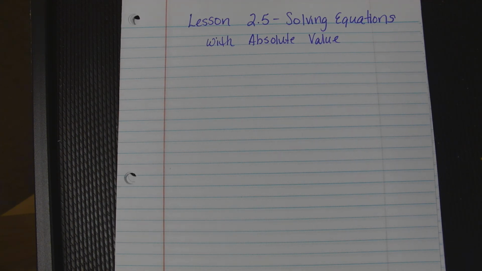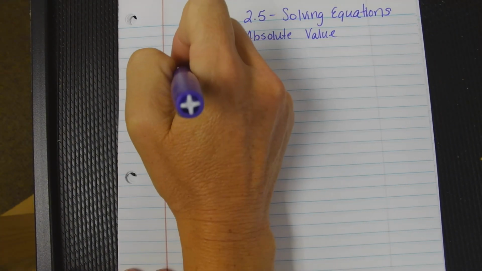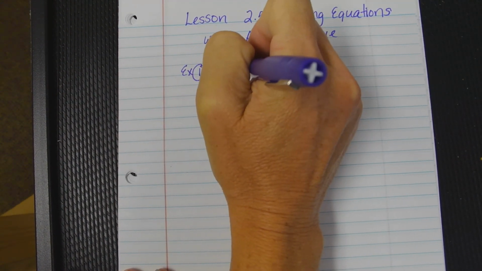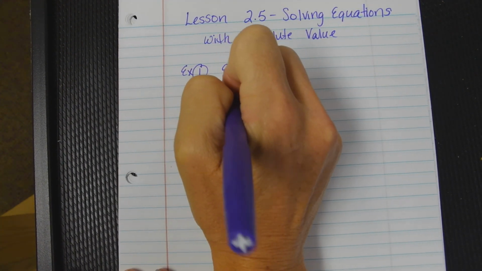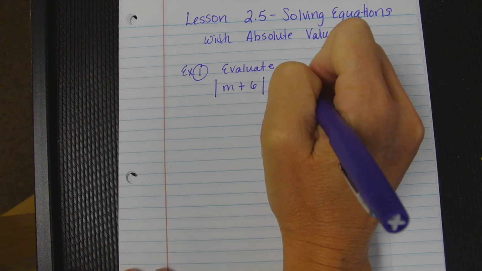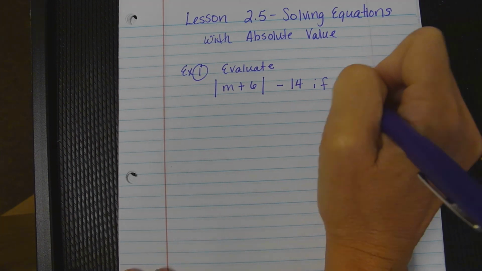What we're going to do today is some expressions, some equations, and we'll do some graphing. When I say expression, here's an example. You're going to evaluate. If you have the absolute value of m plus 6, close absolute value, minus 14, if m equals 4.